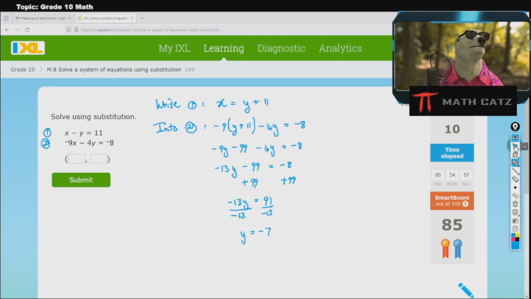So I have a negative 7 for y. I might as well type that in. Why not? And now I'm going to use either this equation or the rewritten equation 1 to find the corresponding value of x. Which one is the simplest? Well, this rewritten equation already has x alone on the left. So I'm going to use that and simply plug in the value of y as negative 7. Then I get my plus 11 there to get x equal to 4.